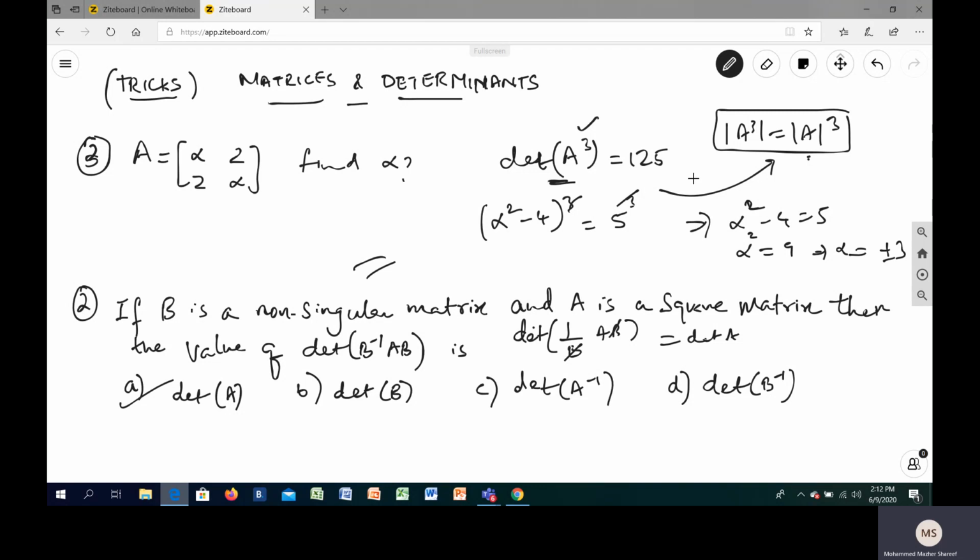With this property you can solve the given set of questions based upon the properties of determinants in a very short time.